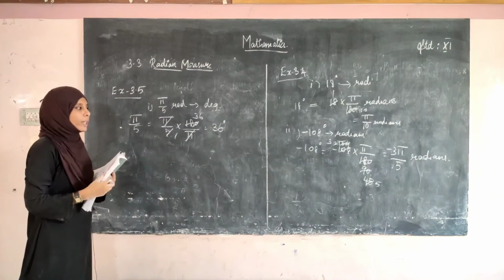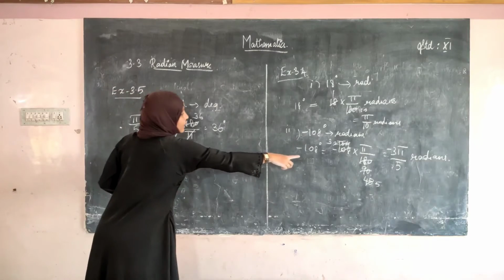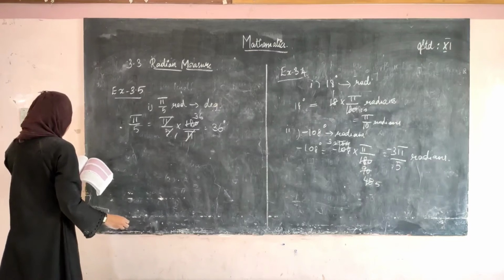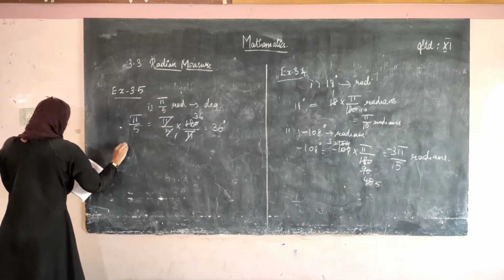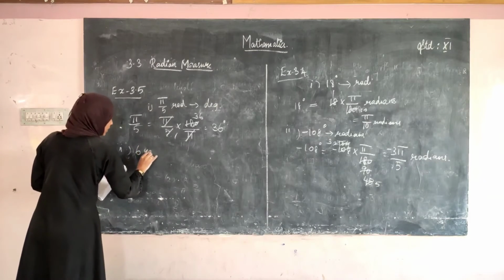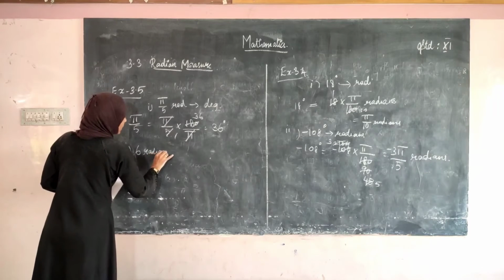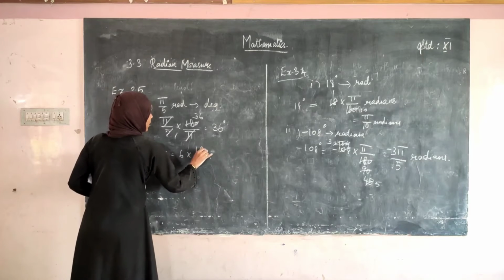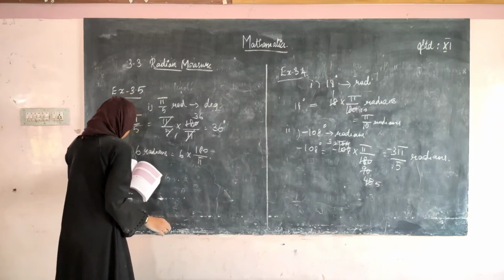Don't forget to write the units. Here it is radians and here you have to write the unit as degrees. Okay, you have to mention the units also. And the second subdivision is 6 radians. You have to change this 6 radians to degrees. That is 6 into 180 divided by pi.